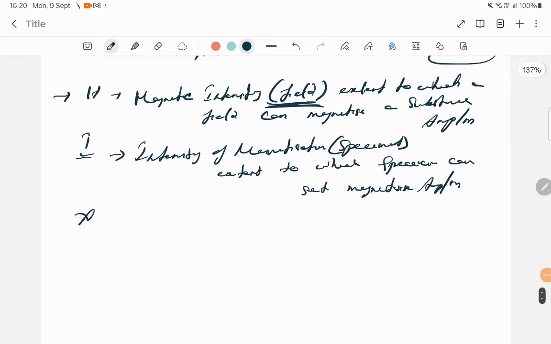And next is susceptibility, which is I by H. It's the ratio of intensity of magnetization to magnetic intensity, I by H. Therefore, it has no dimension because ampere per meter will get cancelled. This is known as susceptibility.